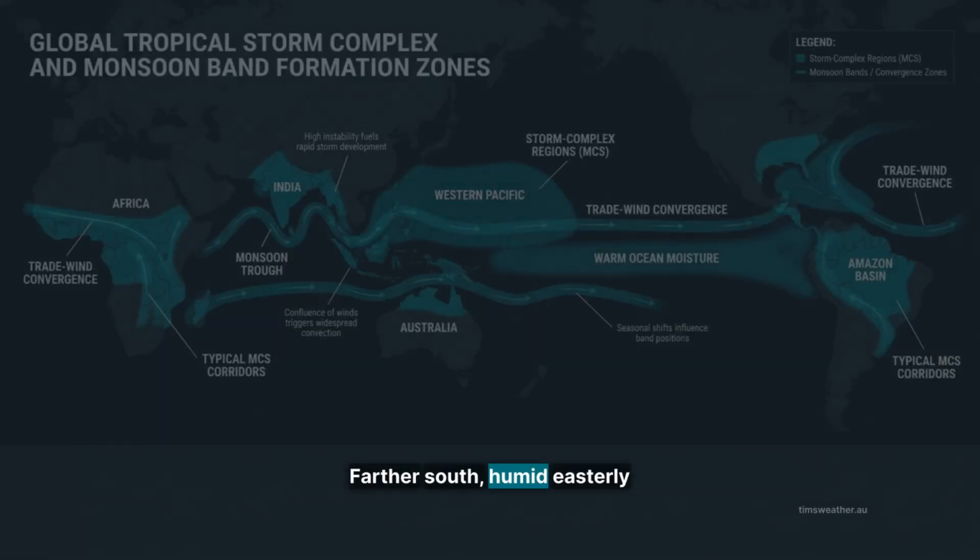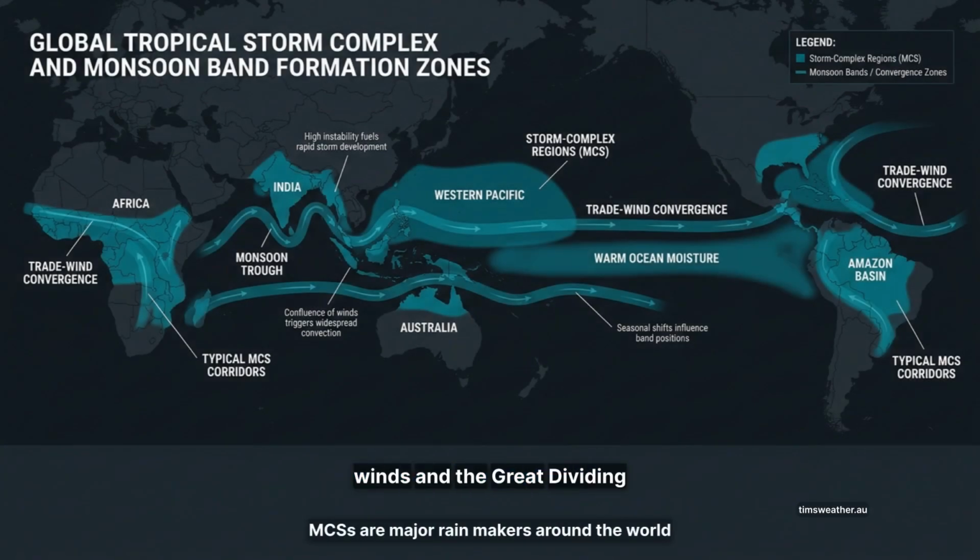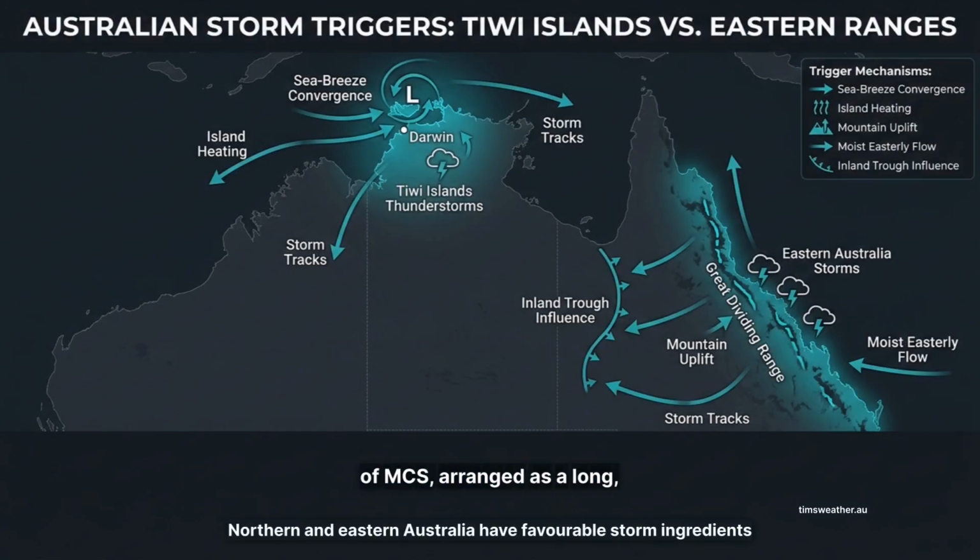Farther south, humid easterly winds and the Great Dividing Range can help organise storm clusters and squall lines over eastern Australia. These systems can deliver valuable summer rain, but they can also produce large hail, flash flooding, and destructive straight-line winds. A squall line is one type of MCS, arranged as a long, narrow band. A supercell is different. It is usually a single, highly organized storm with a rotating updraft.